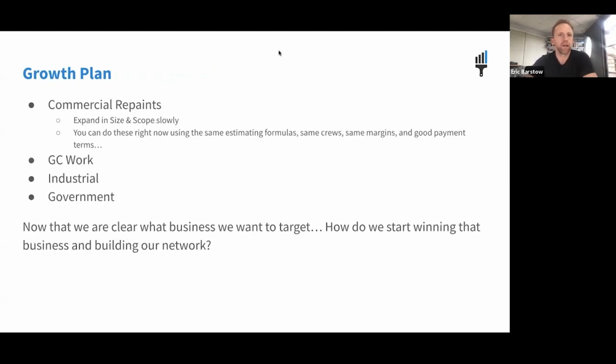So when we look at these 4 segments, the growth plan that we recommend in our training course after digging into this is to start with commercial repaints. The only reason you would not start here is if you have a big background already in GC work. Maybe you worked for a GC or you have some connections already there. Same goes for industrial, and same with government. If you already have a heavy background there, then you would have a competitive advantage in these areas.